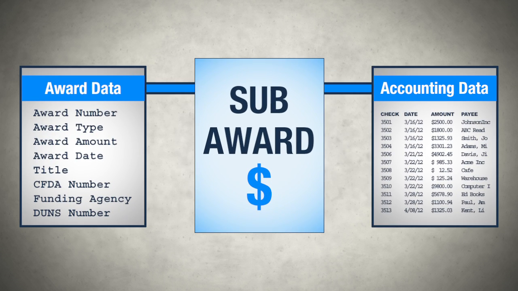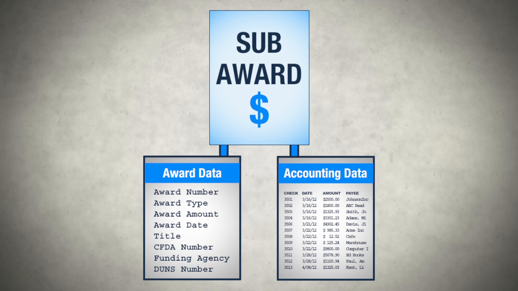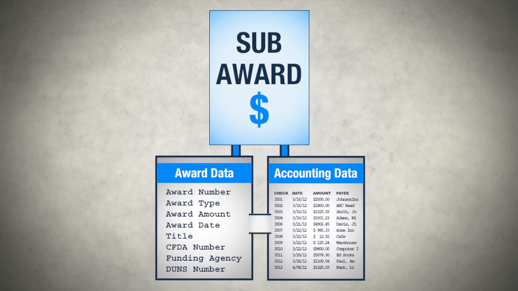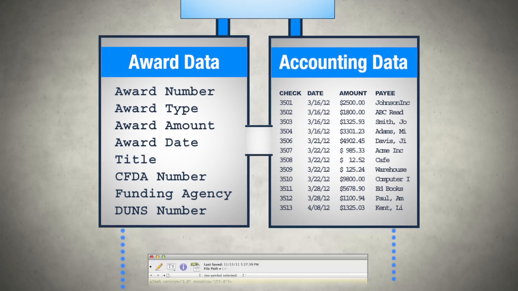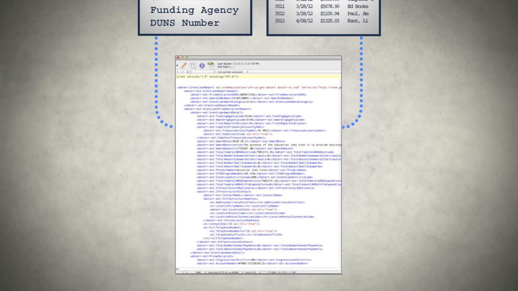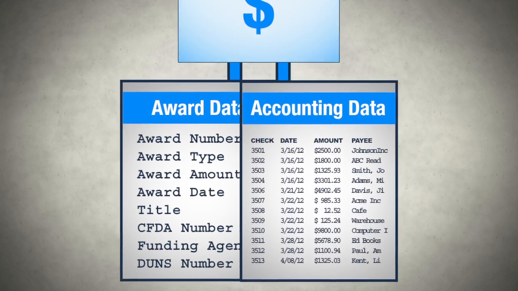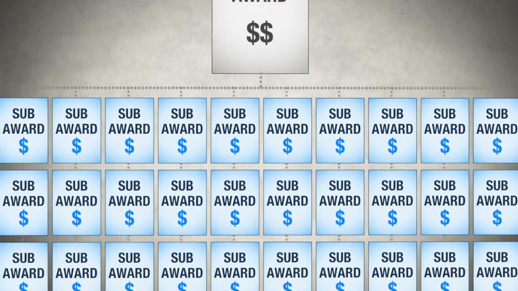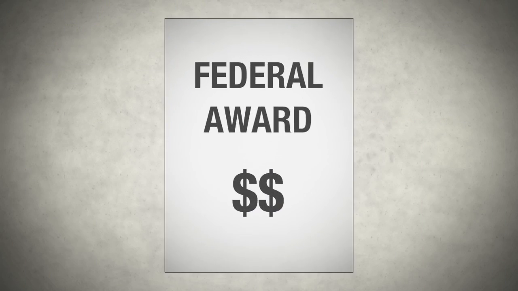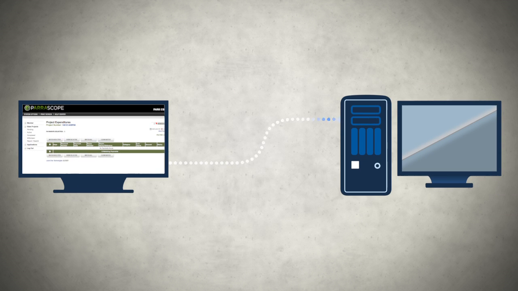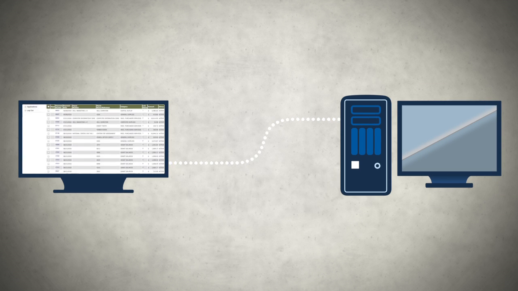The burden of federal reporting is directly caused by the difficulty of combining these two critical data sets and then compiling them into advanced file formats, such as XBRL. Parrascope solves this problem for its users. Each awardee's role is simplified to just a quick import of accounting data.